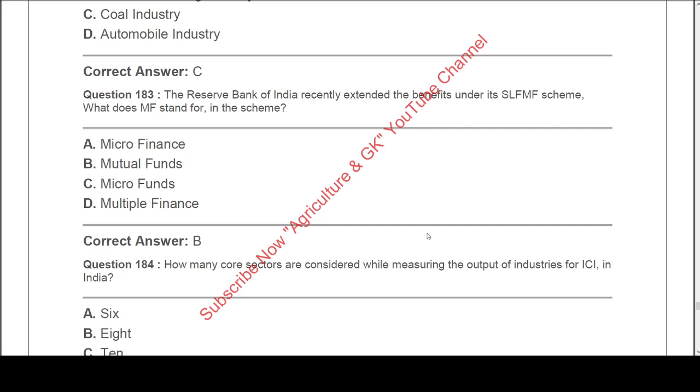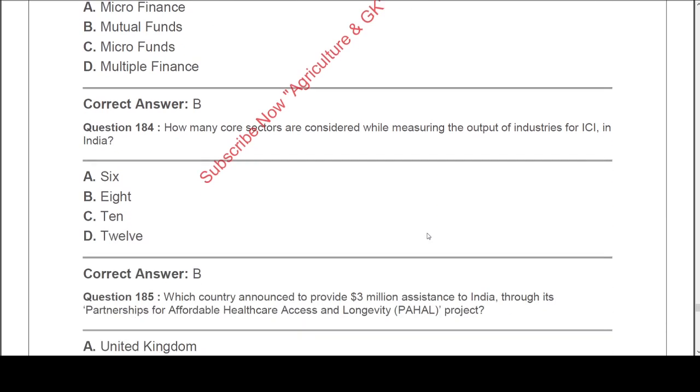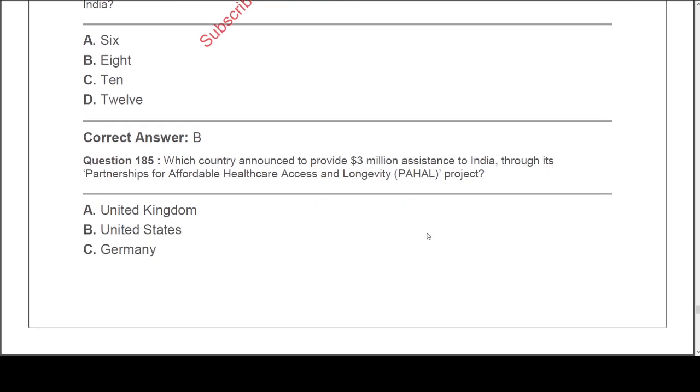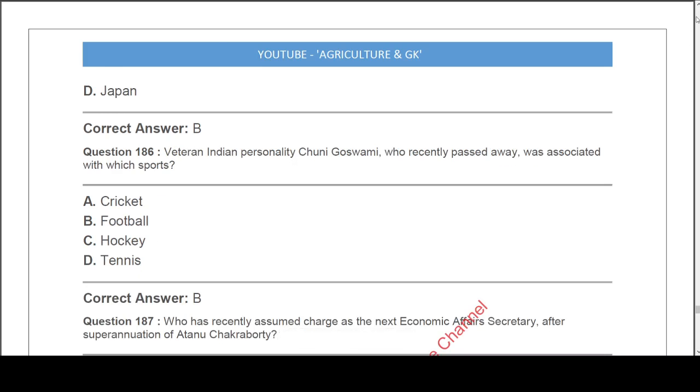The Reserve Bank of India recently extended the benefits under the SLF-MF, that is, the scheme majorly for mutual funds. What does MF stand for in this scheme? It is option B, mutual funds. How many core sectors are considered while measuring the output of industries for ICI in India? It is option B, 8. Which country announced to provide $3 million assistance to India through its Partnership for Affordable Healthcare Access and Longevity, PAHAL, project? It is option B, United States.